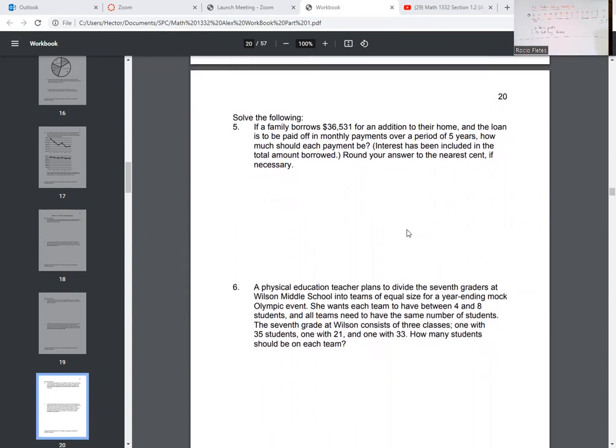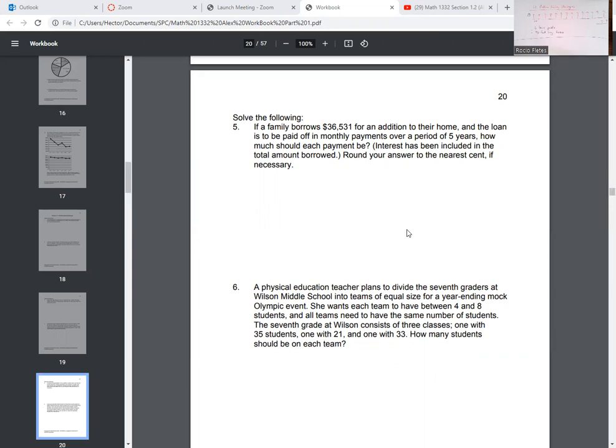So number 5, it says if a family borrows 36,531 for an addition to their home. Okay, so they borrow this money to build an addition to their home, and the loan is to be paid off in monthly payments over a period of 5 years. How much should each payment be? Interest has been included. This is important. Interest has been included in the total amount borrowed. So that 36,531 includes the interest. Round your answer to the nearest cent if necessary.